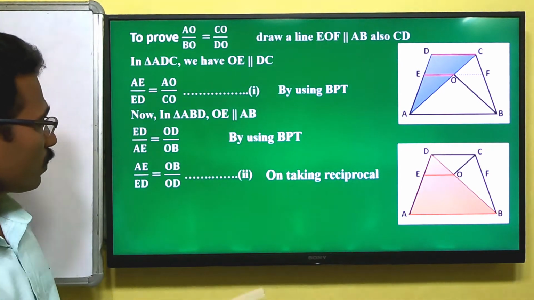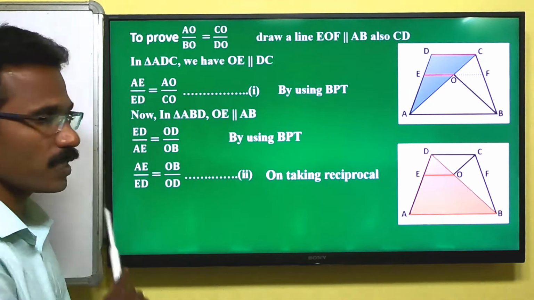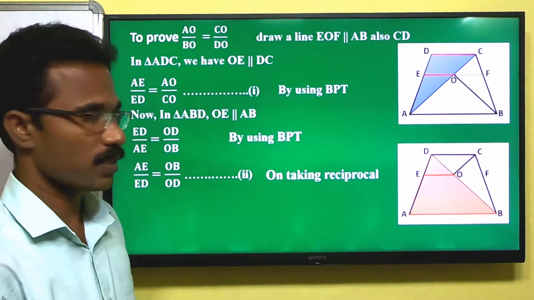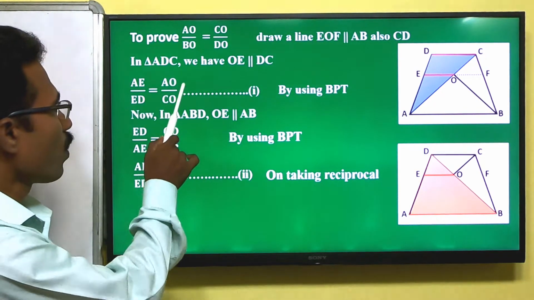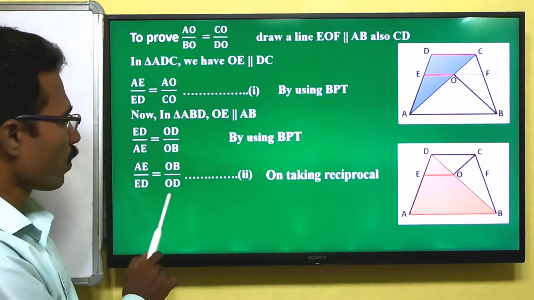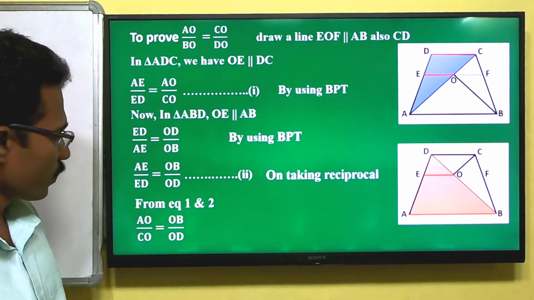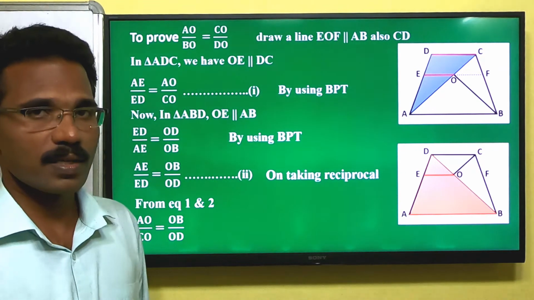So now from equations 1 and 2, we have AE upon ED in common. So AE upon ED is common. Therefore, AO upon CO is equal to OB upon OD. AO upon CO is equal to OB upon OD.